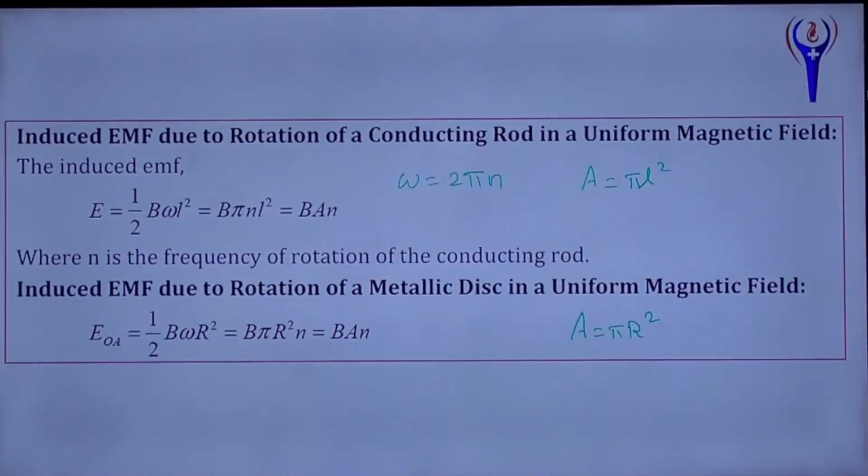Because rod means conducting rod. A rod is a cylindrical shape with a circular cross section. The area of cross section of a rod is circular. So A equals pi L squared or A equals pi R squared.